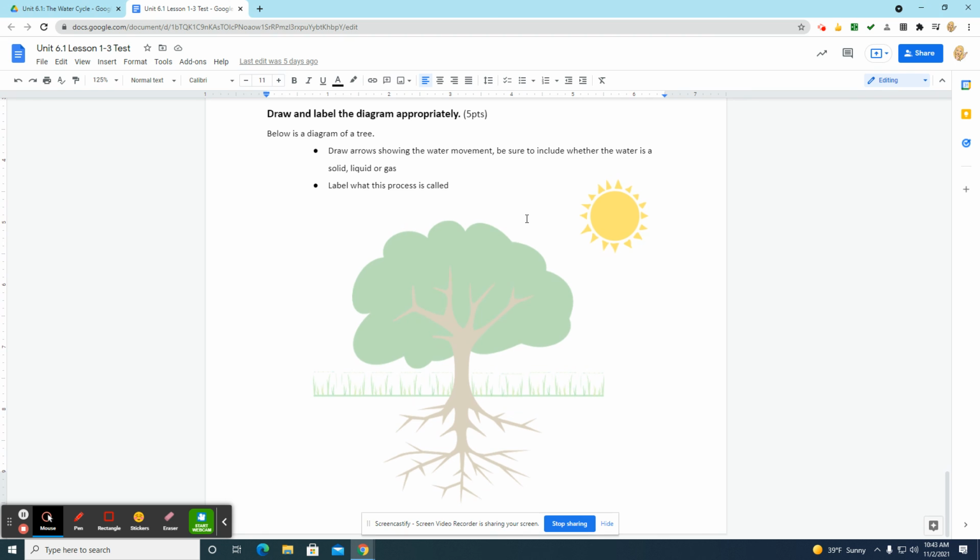All right, and the last portion is that you need to draw and label the diagram appropriately. So below is a diagram of the tree. The first thing you need to do is draw arrows showing the water movement. When you draw the arrows, please indicate at the beginning and the end of the process whether the water is a solid, liquid, or gas. So you need to draw arrows of the water movement within the tree, and then be sure to include whether the water is a solid, liquid, or gas at the beginning and the end of the process.